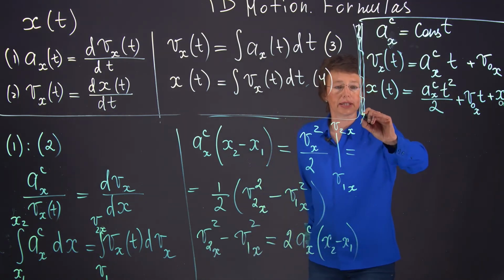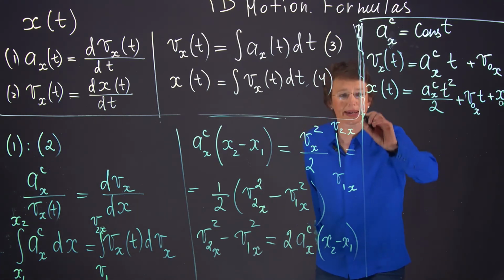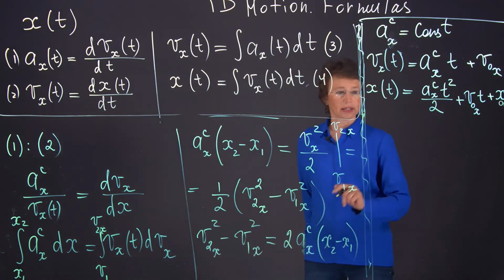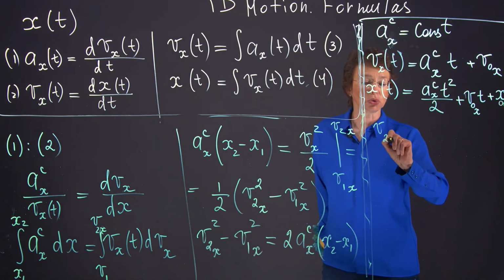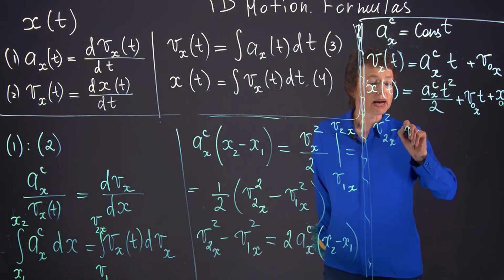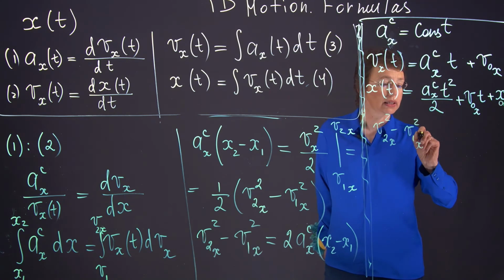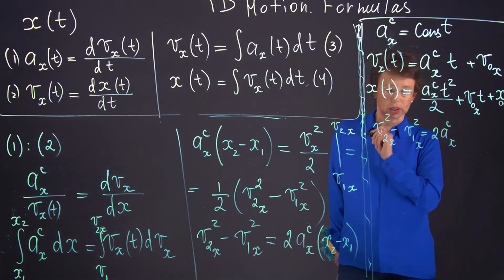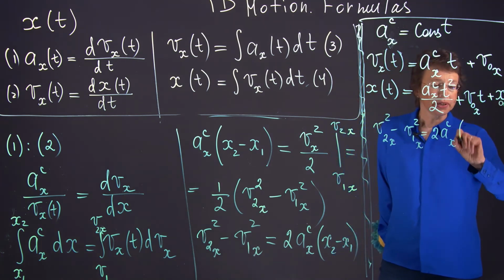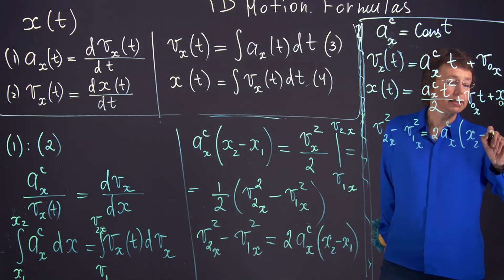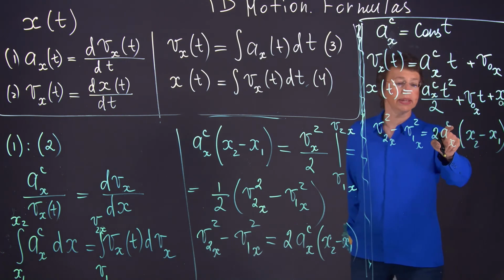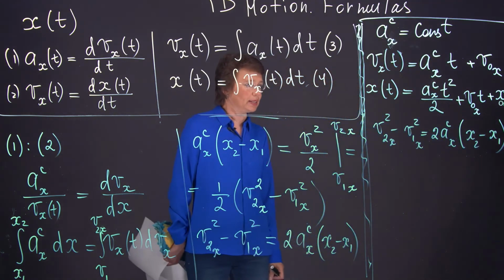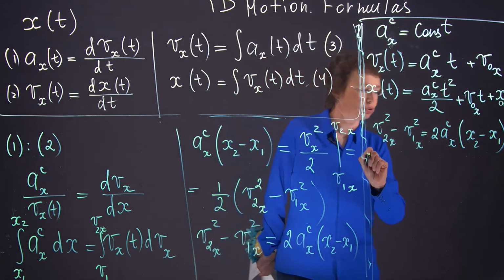I add this last formula here to these formulas with constant acceleration. We have v2x squared minus v1x squared is equal to 2ax, again for the constant acceleration, and then x2 minus x1. This emphasizes that this is the case for constant acceleration. We derived all these formulas.